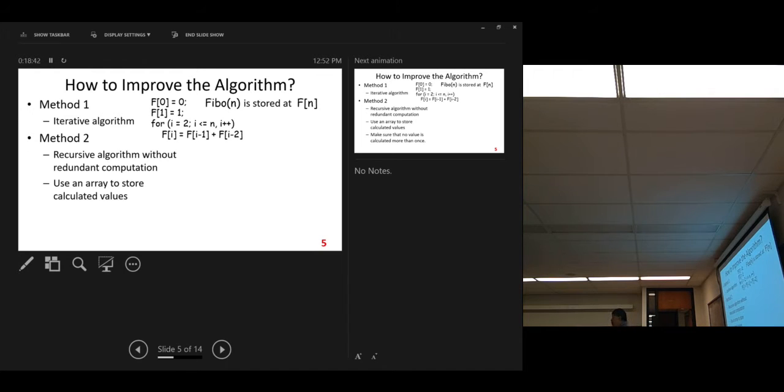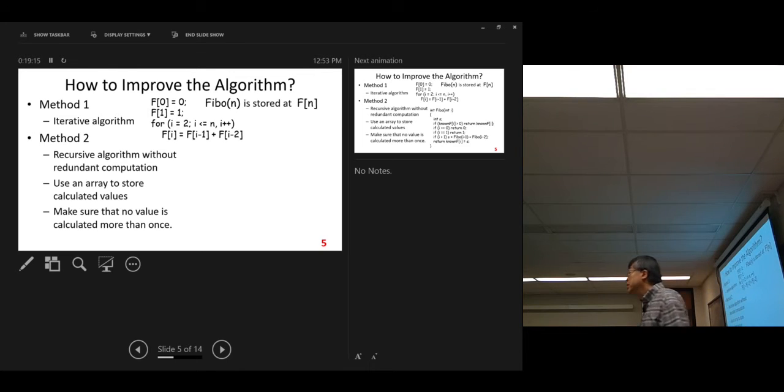So for the intermediate values, after we calculate them, we do not throw them away. Let's keep them. So next time, we just retrieve from the array elements, then we avoid redundant calculation. So the idea is very simple: make sure no value is calculated more than once. That's easy. After we store, we can see it easily.